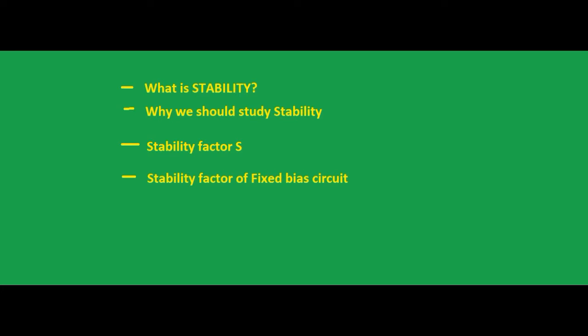In this video and in the next coming videos, we'll see about the stability factor of various biasing techniques in bipolar junction transistor. So in this video what we'll do is we'll see what is stability and why we should study stability, what is stability factor S, and also at the end of the video we'll calculate the stability factor of fixed bias circuit. It is one of the biasing techniques of bipolar junction transistor.